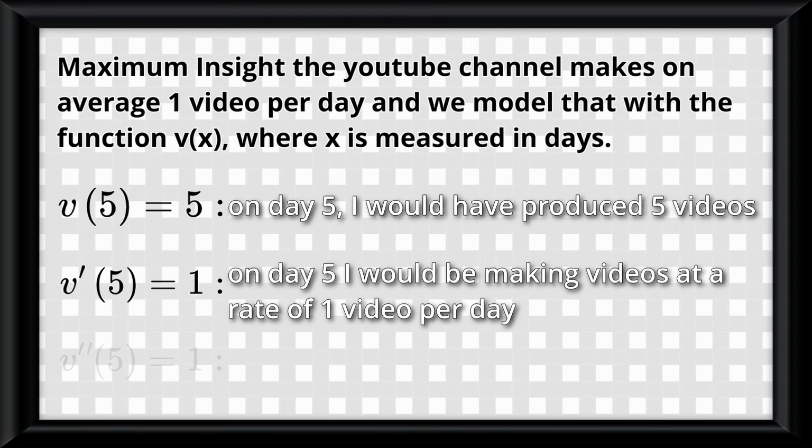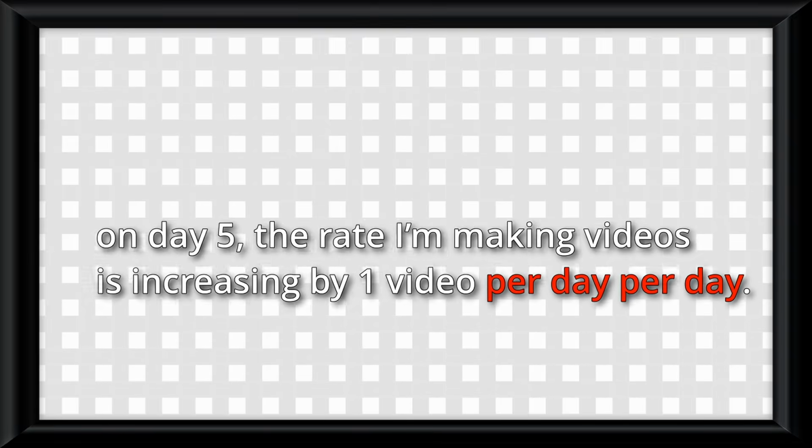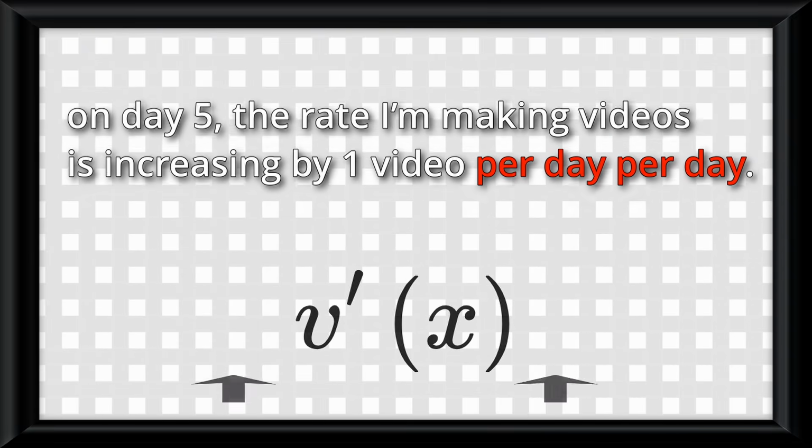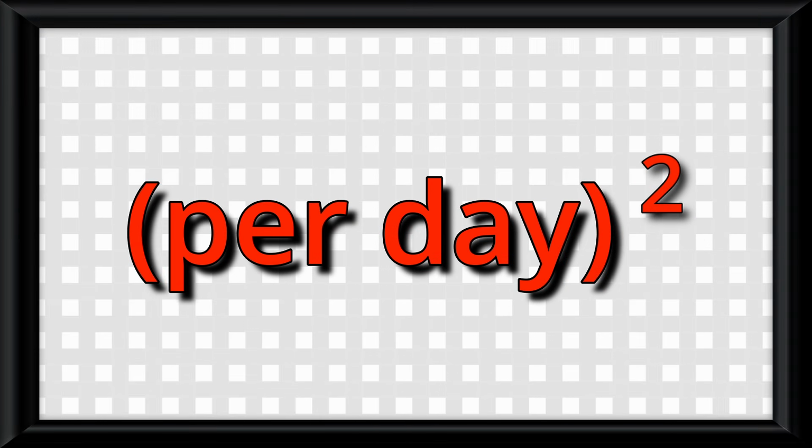If it were V double prime of 5 equals 1, then that would mean on day 5, the rate at which I'm making videos is increasing by 1 video per day. And no, the doubling there wasn't a mistake. My first derivative, or rate, is now increasing, which is why it is videos per day per day, or simply per day squared.